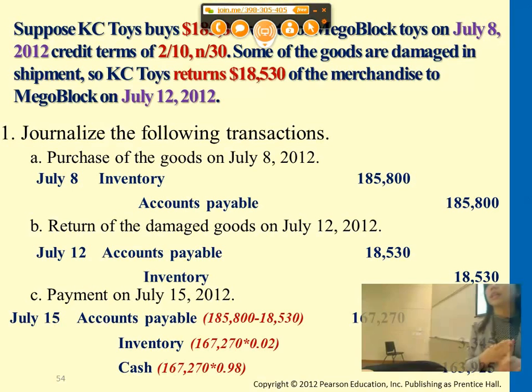If it's returns and allowances, any discounts that we get, we recognize that inventory's cost will be reduced. Okay, because we're not really paying this $167,270, but we're paying this. Okay, 98% of that.